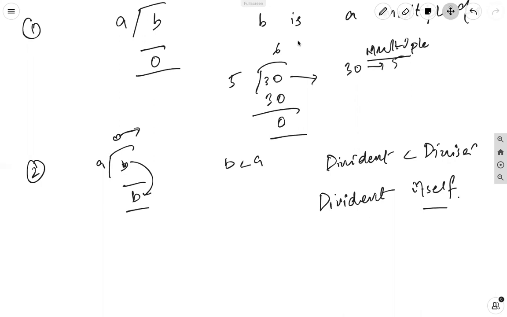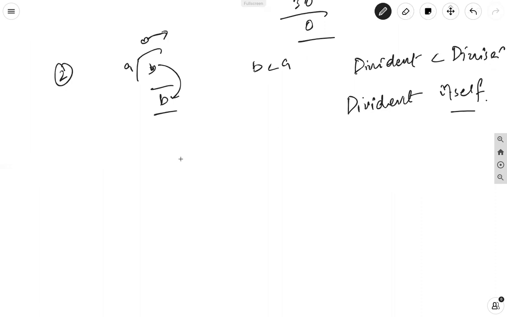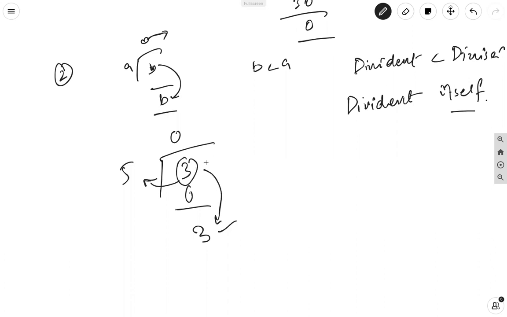Can you explain with an example? For example, if we have 3, I'm dividing this by 5. What will be the remainder? The remainder will be 3 because this goes 0 times, this is 0, and the remainder is 3 itself. So whenever this value is less than this value, the remainder is the same as the dividend, right? Yes.